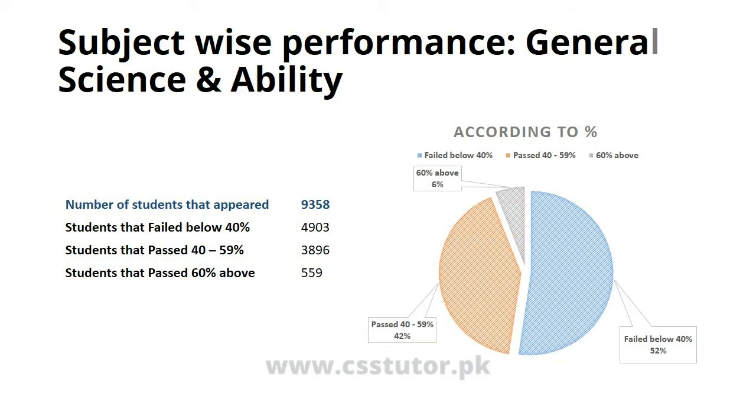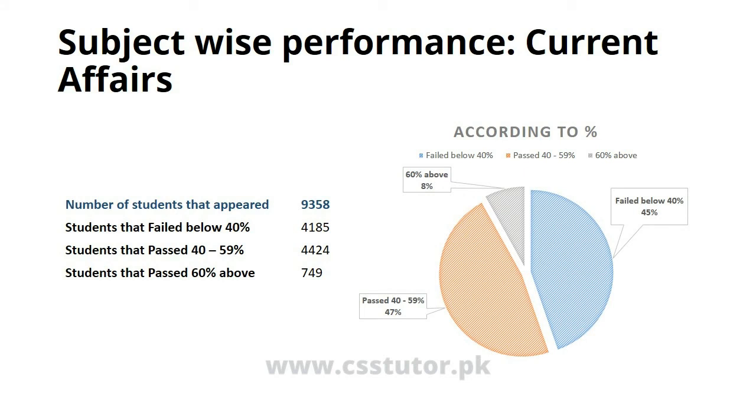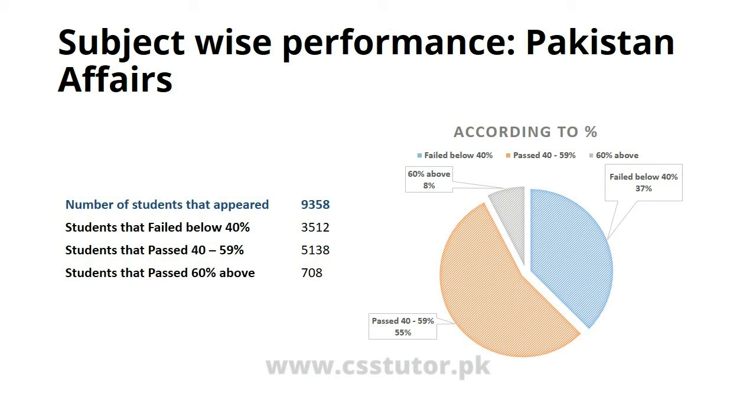The subject-wise performance of the students for the General Science and Ability exam was better than the English essay and English Précis and Composition exam. 22% of the students failed the exam, 42% of the students managed to pass, and 6% of the students were able to secure a grade of 60% or above. For the current affairs exam, the subject-wise performance was reasonable. 45% of the students failed the exam, 47% of the students managed to pass, and 8% of the students were able to secure a grade of 60% or above.